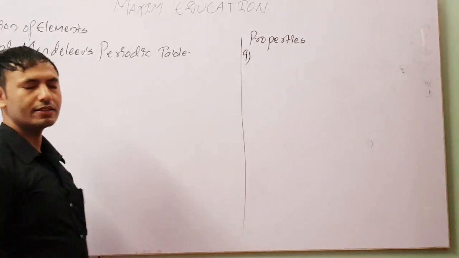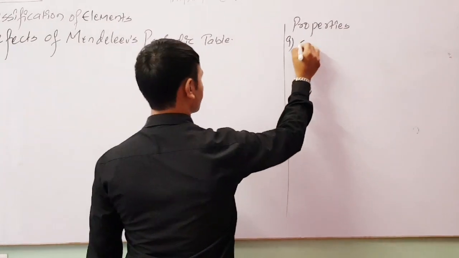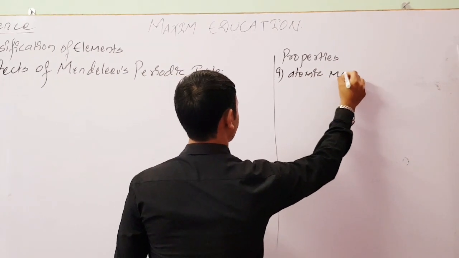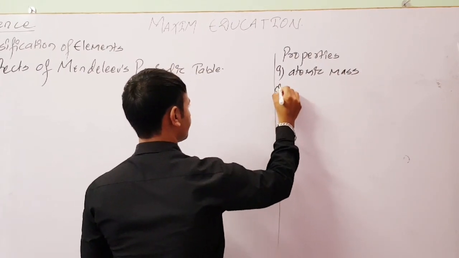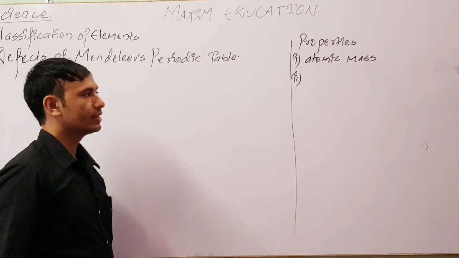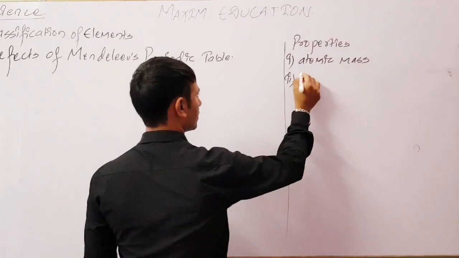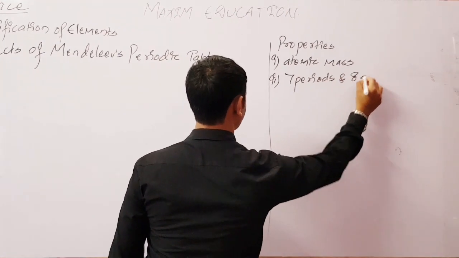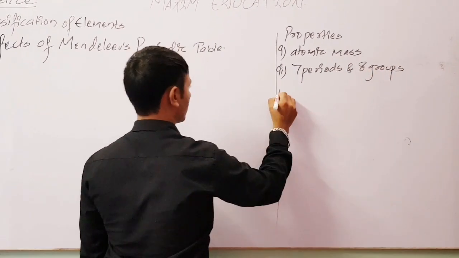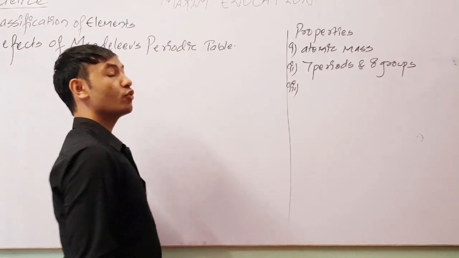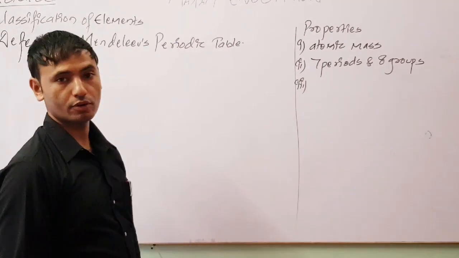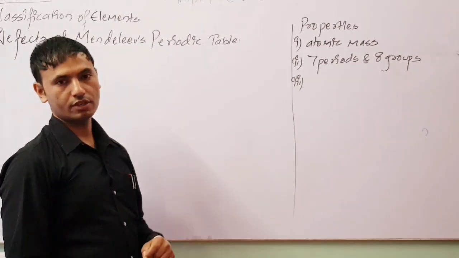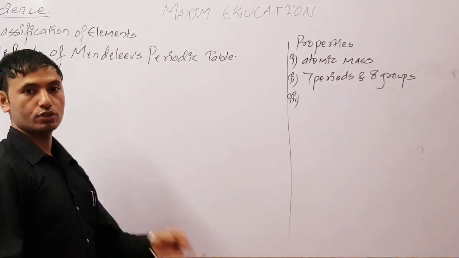He classified the elements in increasing atomic mass. Second, he classified the elements into 7 periods and 8 groups. Third, he was the first person to classify elements in tabular form. Okay, first person, pioneer of classification of elements, but we are not writing that over here, just for your information.